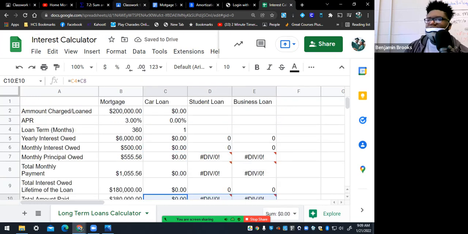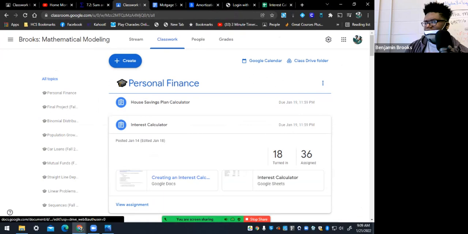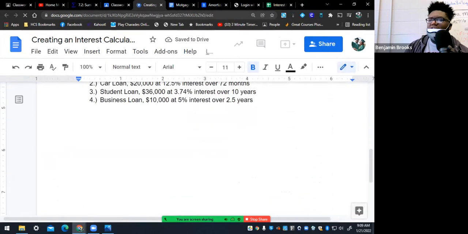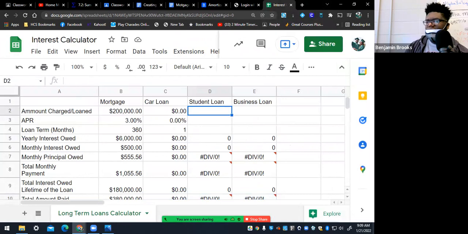All right. So let's look at the other two scenarios that you were supposed to do. The first was a $20,000 car loan at 12.5% interest over 72 months. So it was 20,000 at, what was the interest rate?